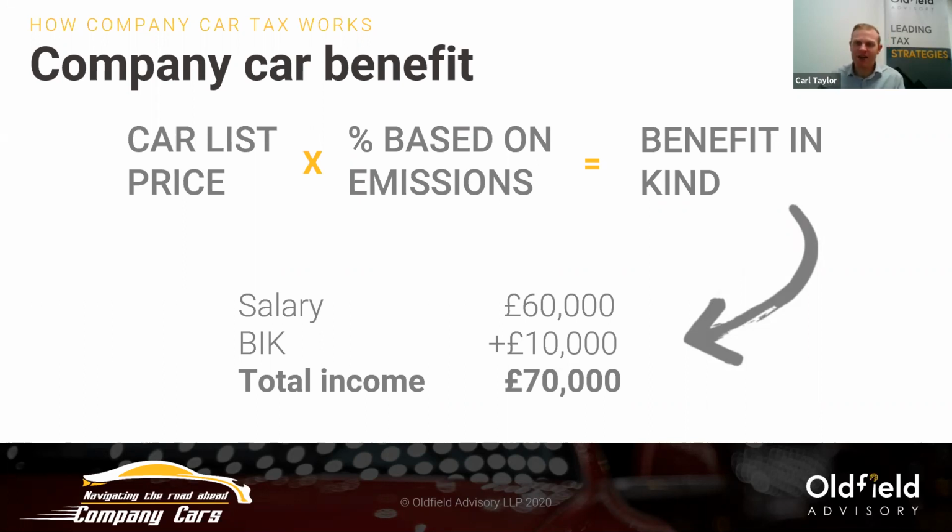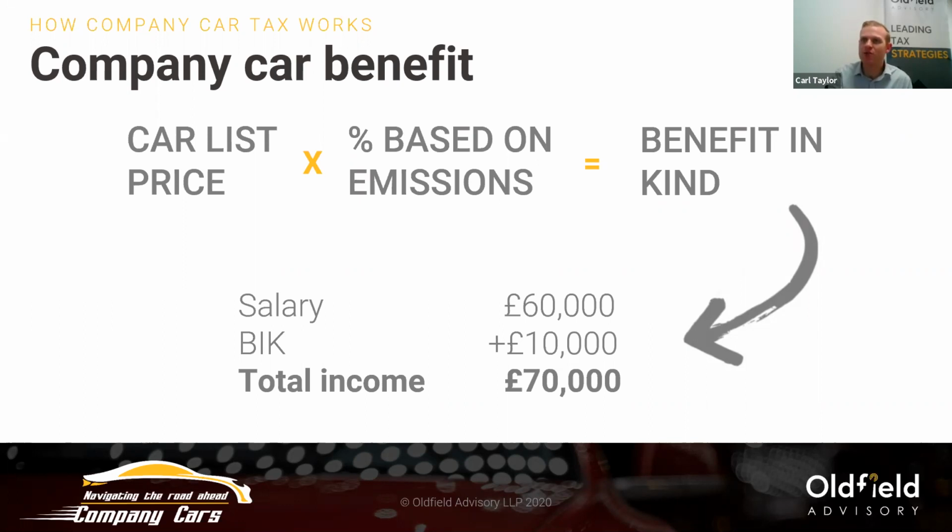I've got an example there of £10,000. The benefit in kind figure is then added to your income and it's taxed effectively as employment income on the employee or the director. So you can see the basic principle is that the higher the list price of the car and the higher the CO2 emissions, the higher the benefit in kind is going to be, and therefore the higher the tax the employee or director is going to pay on that car.